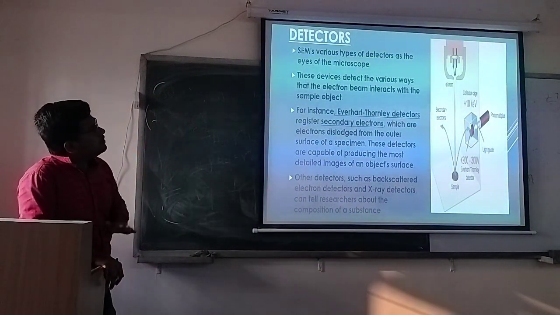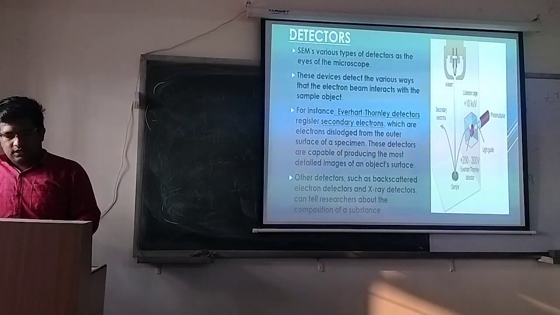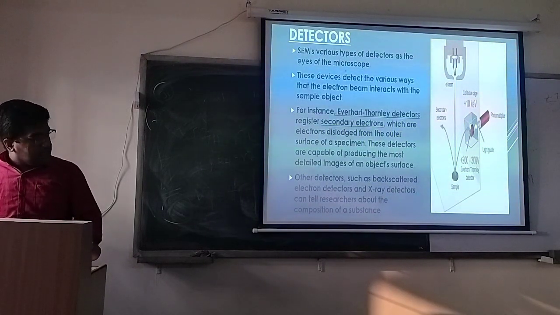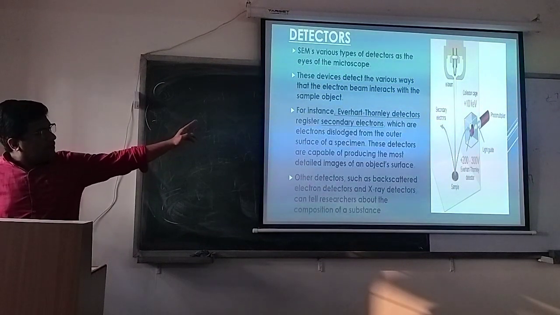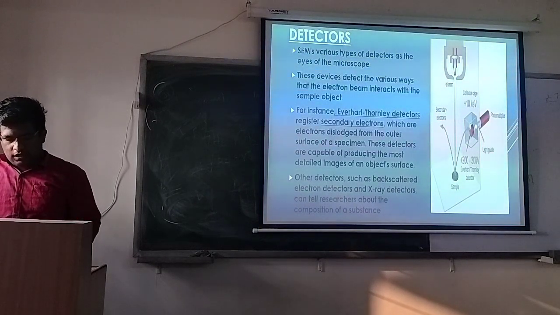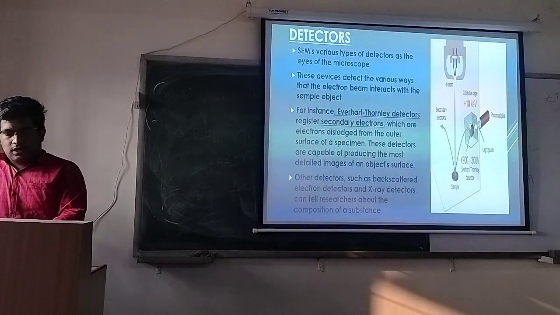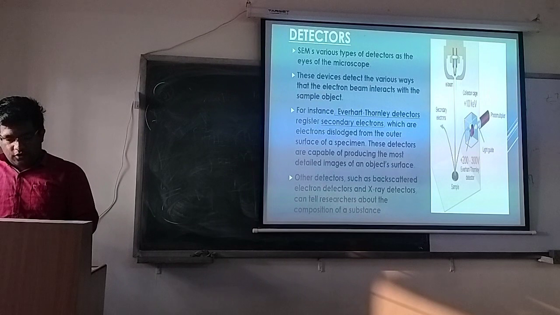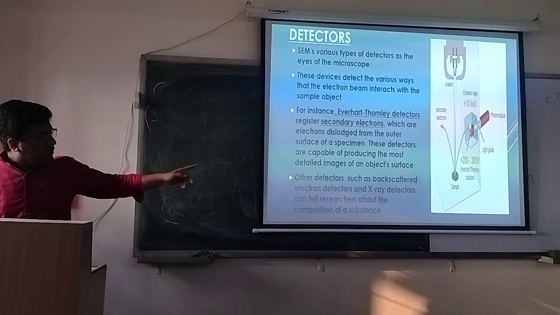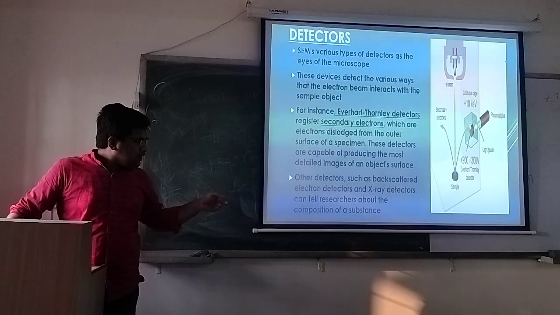Detectors: the SEM has various types of detectors. Detectors are the eye of the microscope. These devices detect the various ways that the electron beams interact with the sample object. For instance, the secondary electron detectors register the secondary electrons, which are the electrons dislodged from the outer surface of the specimen, and these detectors are capable of producing the most detailed image of an object's surface. Other detectors, such as the backscatter electron detector and X-ray detectors, can tell researchers about the composition of the substance.